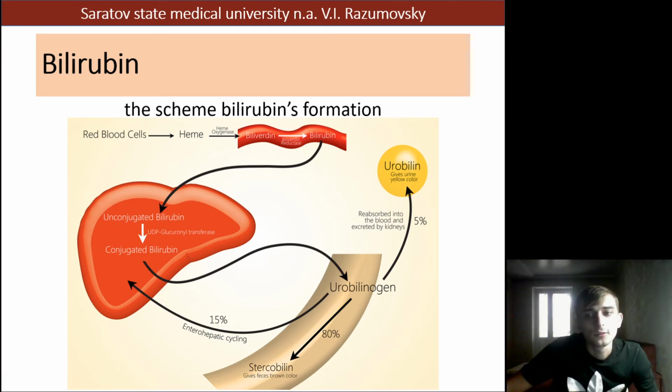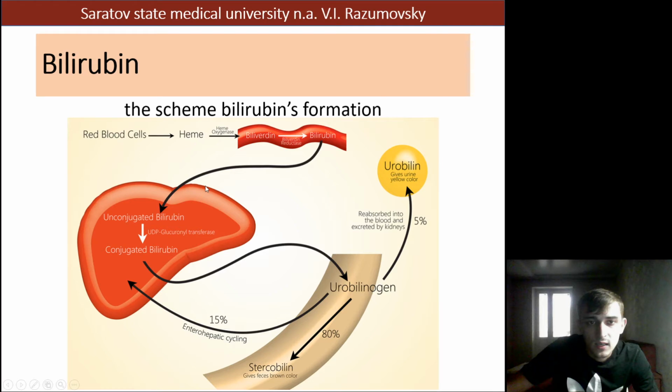In case of bilirubin disorders, we may find disorders of bilirubin metabolism on 3 levels. First of them will be the level of blood vessels. If we find hemolysis, it will lead to an increase of unconjugated bilirubin and conjugated bilirubin, because we will have more products of hemolysis at the start of this process.